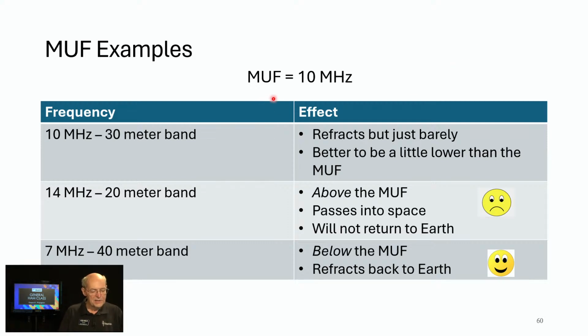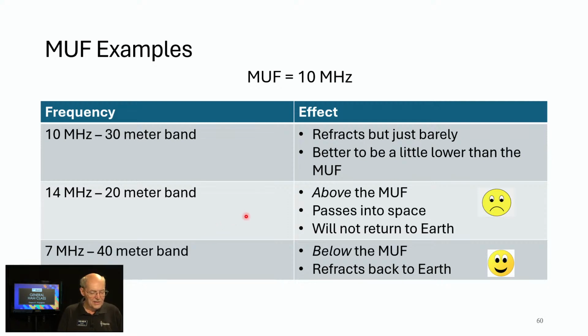Let's assume that the maximum usable frequency is 10 megahertz, which is approximately the 30 meter band. 10 megahertz, 30 meters, right? Yeah, okay. That's always fun when that happens. So at 10 megahertz, the MUF is 10, the frequency of use is 10. It'll refract some, but just barely because it's on the edge. It's better to be a little bit lower than the MUF.